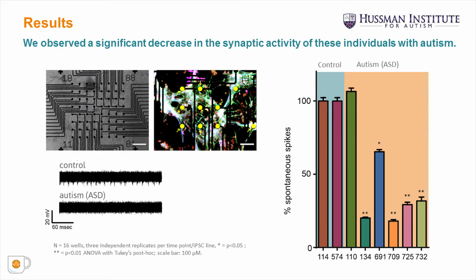What you're looking at is spontaneous spiking in a mixed population of iPSC-derived cortical neurons. In our population, we have about 30% inhibitory and 70% excitatory neurons. 114 and 574 are our controls, and 110, 134, 691, 709, 725, and 732 are our individuals with autism. If you just look at spontaneous MEA-recorded spiking activity, normalized to the controls, all the individuals with autism had a significant decrease in overall spike activity, except for individual 110, who has no significant difference from controls.